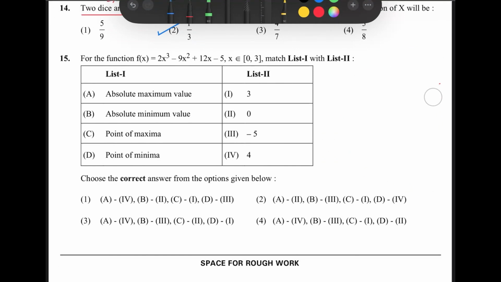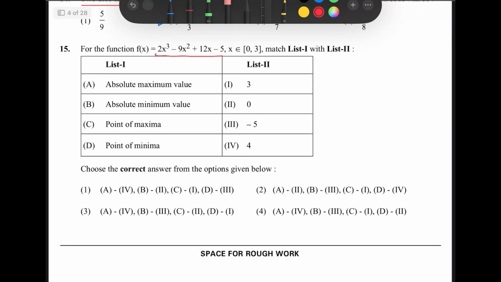Let's move to question number 15, the last question for this section. So you have a function. Let's find the derivative for x belongs to 0 to 3. He's asking about absolute maxima and absolute minima. So how do you find absolute maxima, minima? We take the endpoints as critical points and also the points where the derivative equals 0 as critical points.